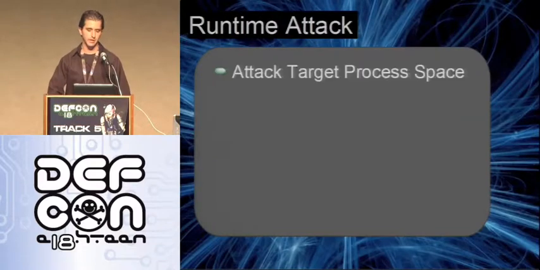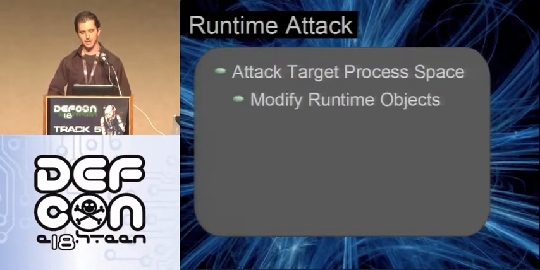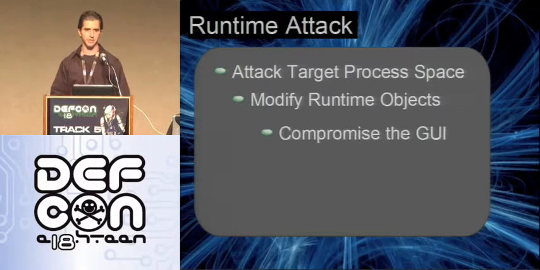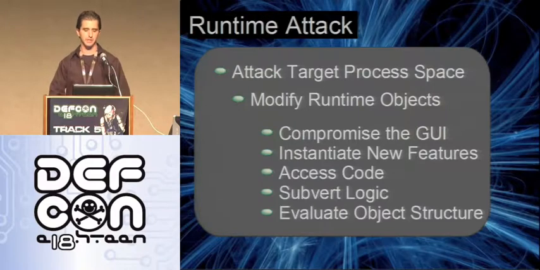So the runtime attack is going to go after the process space itself. This is your application. You can put more than one application in a process space. We're going to modify the runtime objects of a process to carry out this attack. We're going to be editing the underlying structure of an application, the structure itself, not the code base. This will allow us to compromise the GUI, instantiate new features, access the code base, subvert logic, and evaluate the object structure. Evaluating the object structure is more for reconnaissance.